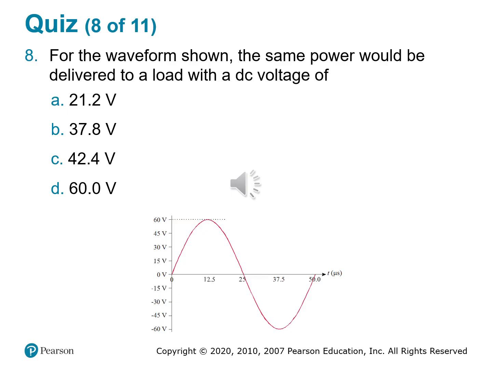And you're back. Now, if you're looking at the sine wave there, we see it goes from 0 all the way up to 60 volts in the positive direction. It also deflects down to negative 60. So our voltage peak would be 60. But we're not looking for that. We are looking for the power that would be delivered to a load with a DC voltage. So we're looking for that DC equivalent. And that would be answer C, the 42.4 volts.